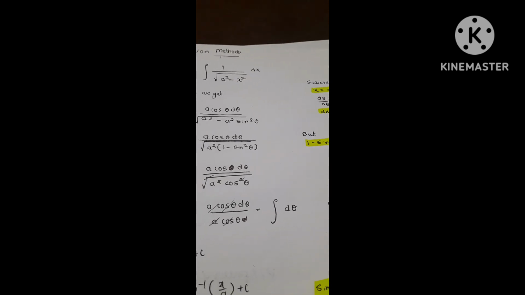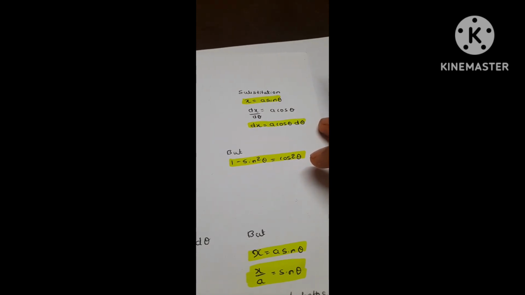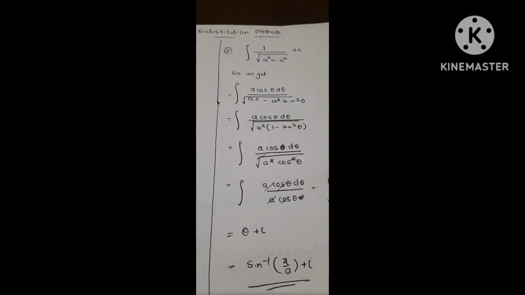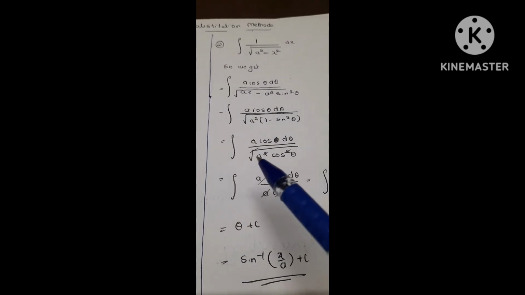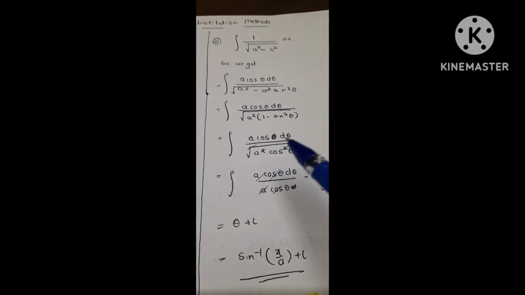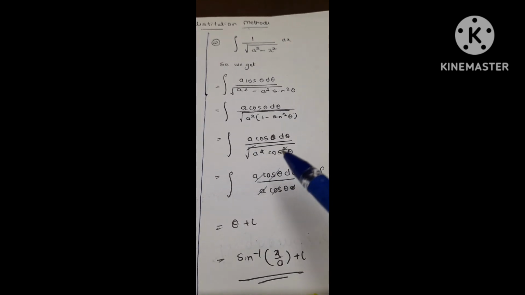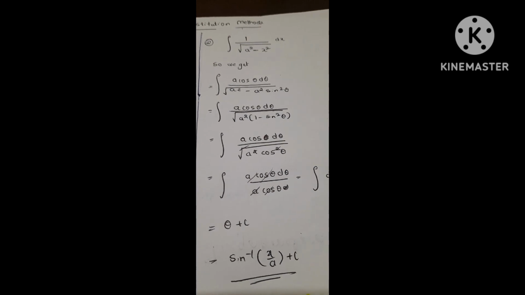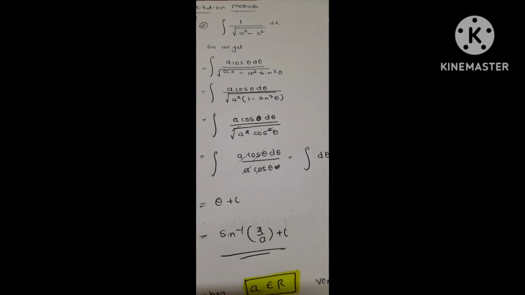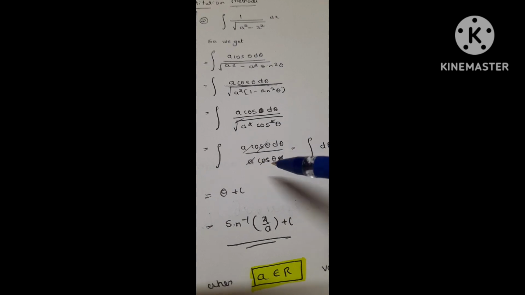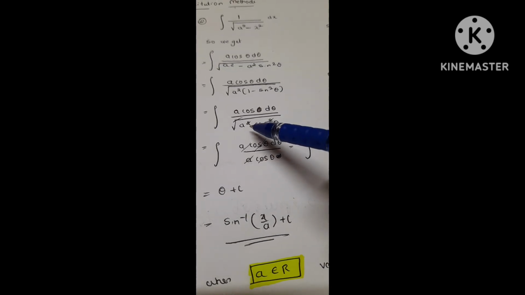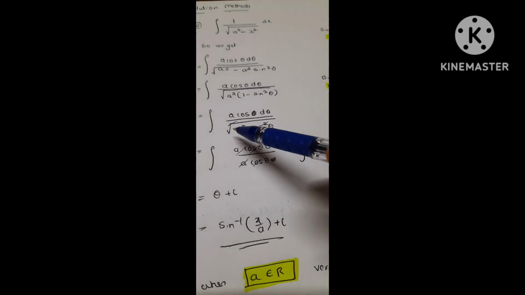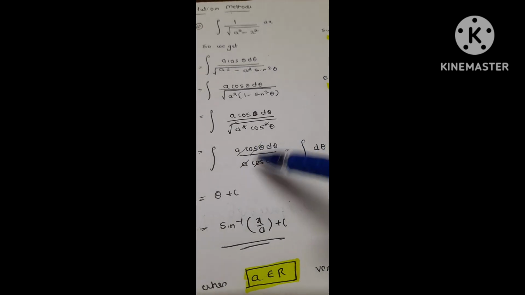I think you have studied this formula in school: 1 minus sin square theta equals cos square theta. So we replace 1 minus sin square theta by cos square theta, with a square as it is. So the integration of a cos theta d theta divided by root of a square cos square theta. The square terms cancel with the square root, so the denominator becomes a cos theta only. Then a gets cancelled and cos theta gets cancelled.